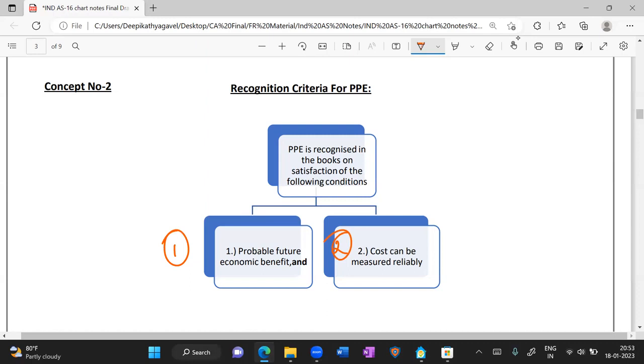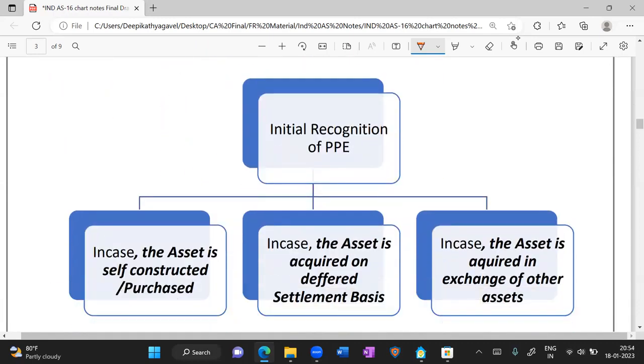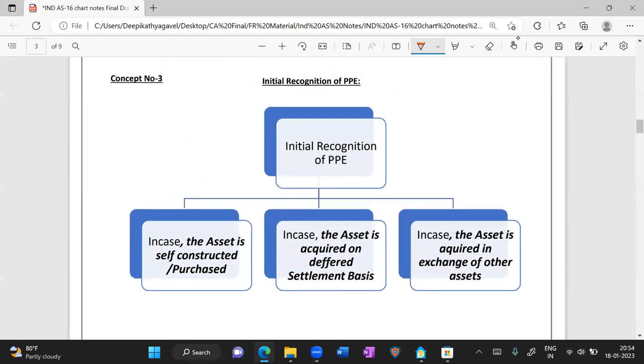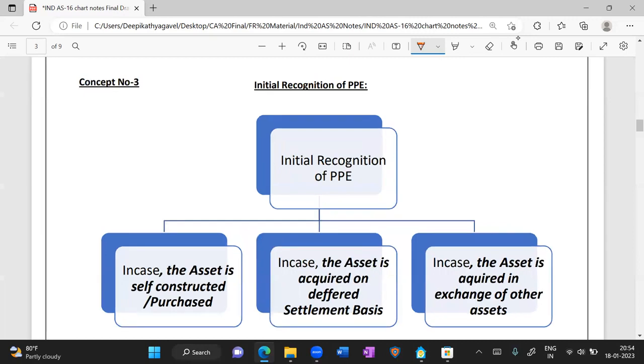Obviously, because I'm going to record it in my books, I need to pass an entry for that. Some amount I need to give, right? So I need to be able to determine the cost of that particular property, plant and equipment. So the standard says that first condition for recognition is that there should be probable future economic benefit. And second condition is that the cost should be reliably measured, right? So if you are able to satisfy these two conditions, you can recognize the PPE in your books.